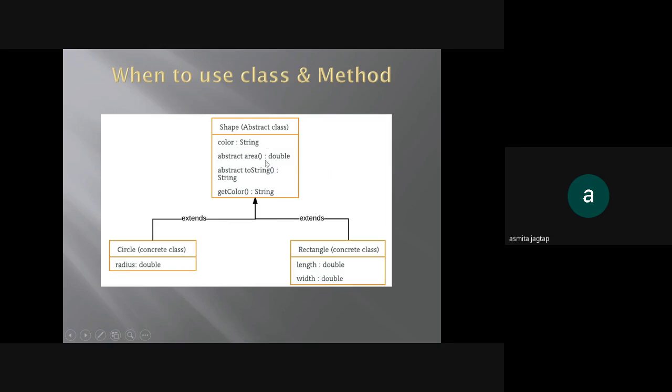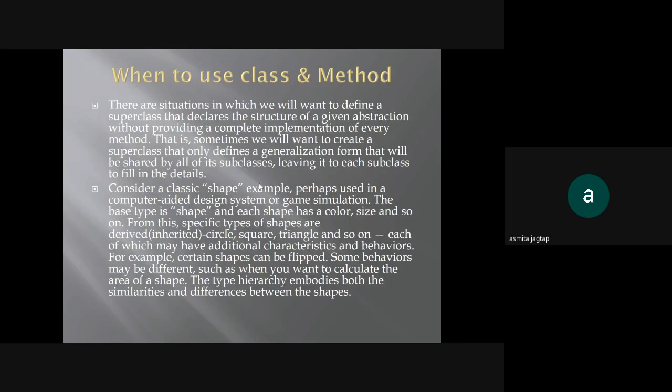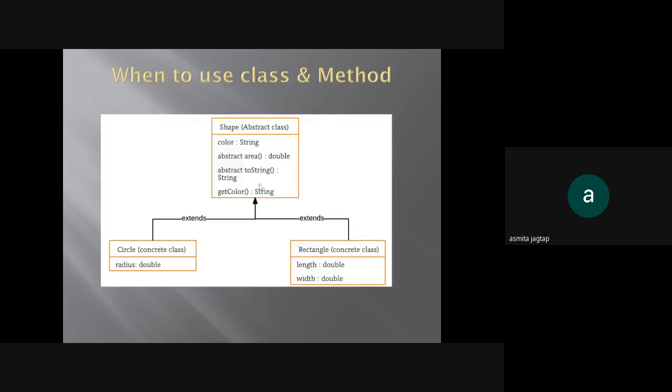There we have the abstract area. This is the method. It means circle has a different area formula, rectangle has a different area formula. Then we have a getColor method and a toString method to display. The toString method is one of the methods. Then specifically, the circle has a different area. For circle we need radius, for rectangle we need length, height, those things.